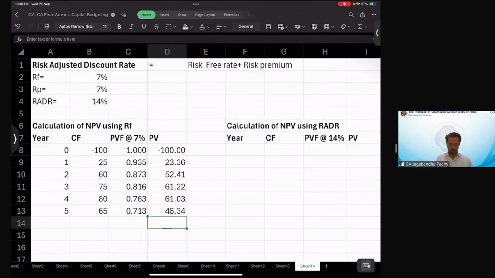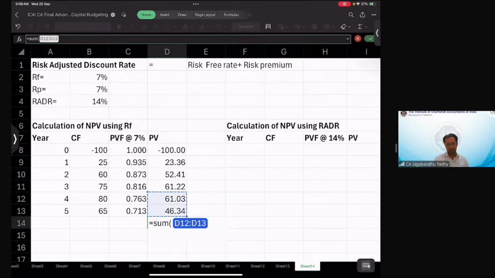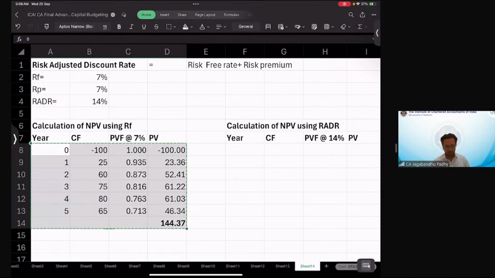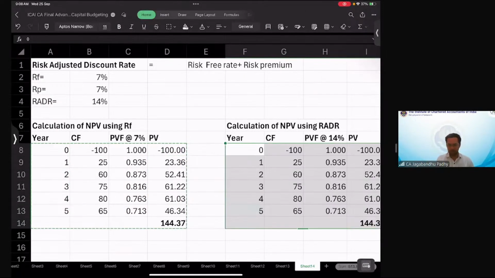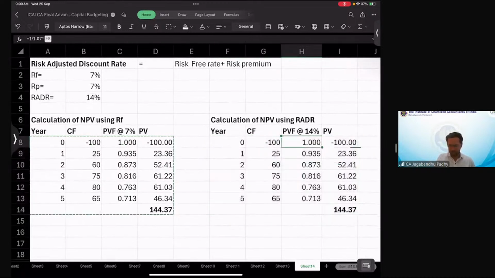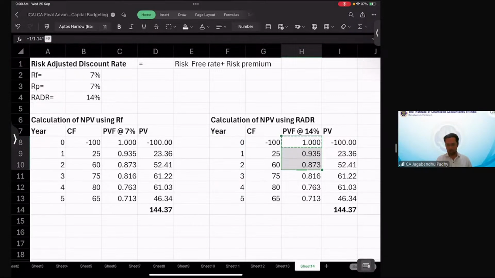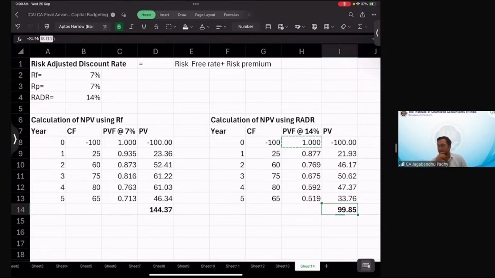take a sum of it. NPV is 144.37. Same way, if I calculate the NPV using risk adjusted discount rate of 14%, only the PV factors and the PV is going to change. Right, so PV factor and the PV is going to change. So what we observe is NPV turns out to be 99.85, right?